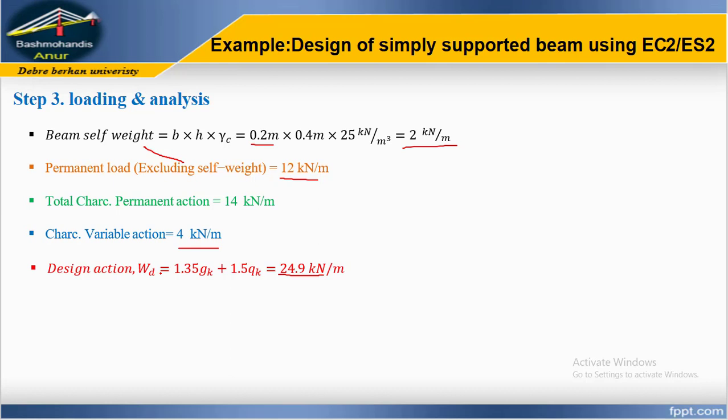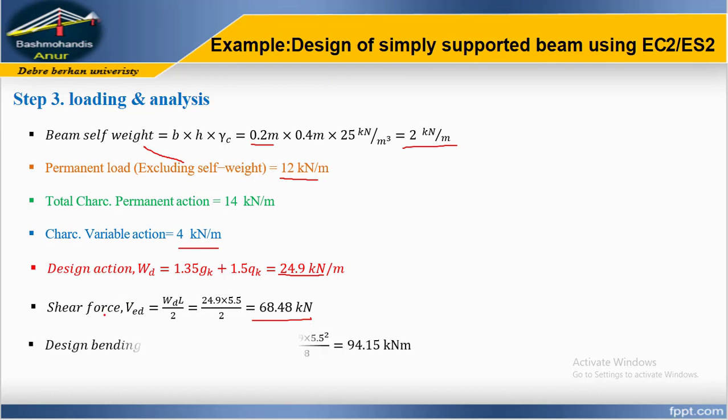Okay. Well, next, design shear and design bending moment. Because it is a simply supported beam, design shear equals WL by 2. Which means W or WD equals 24.9. Okay, the length of the beam is 5.5. Therefore, the shear force or the design shear equals 68.48 kN.